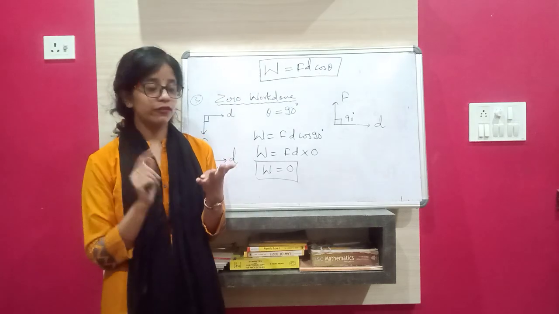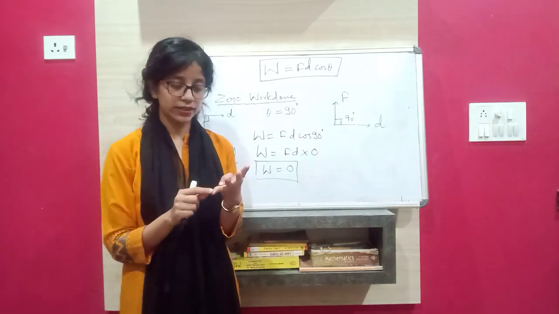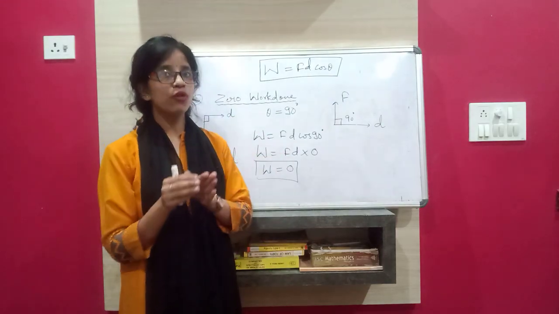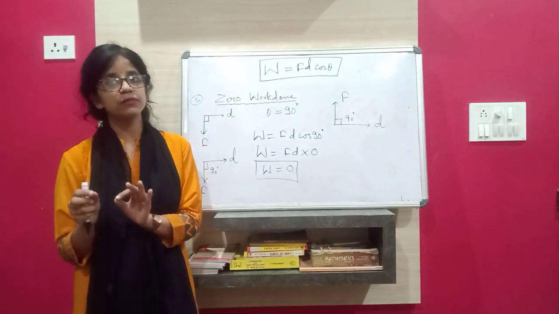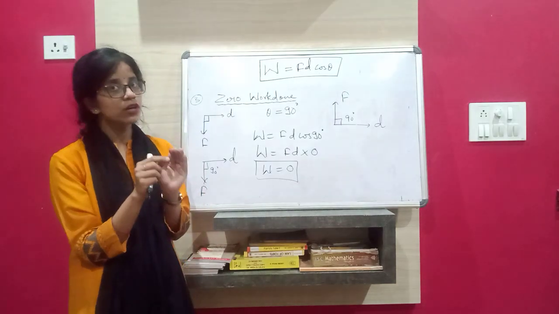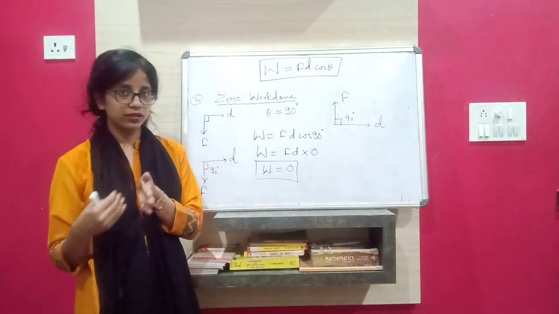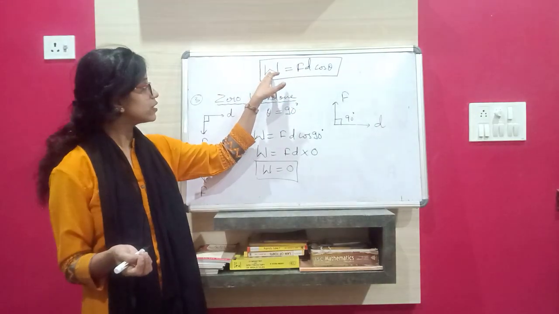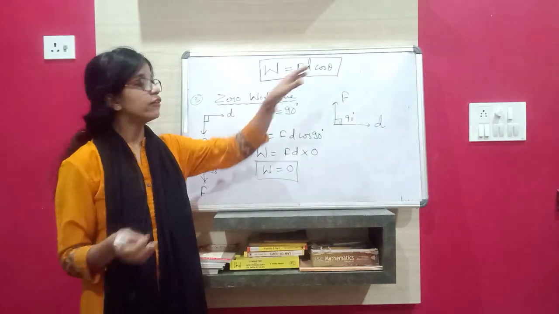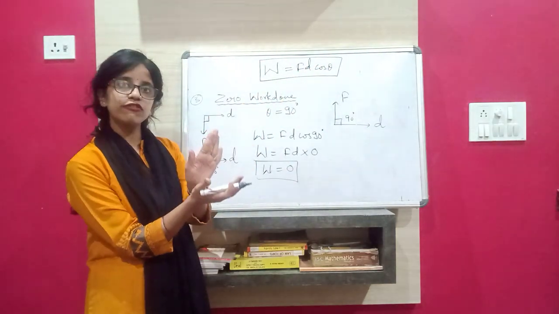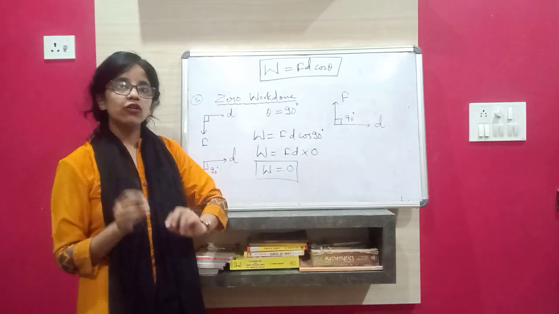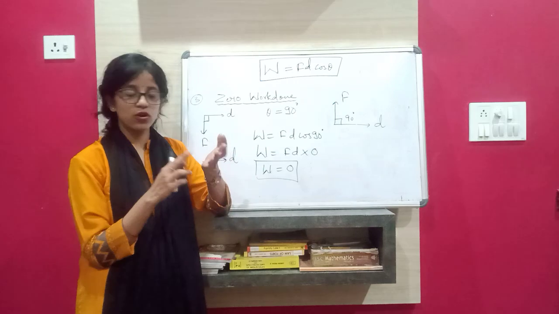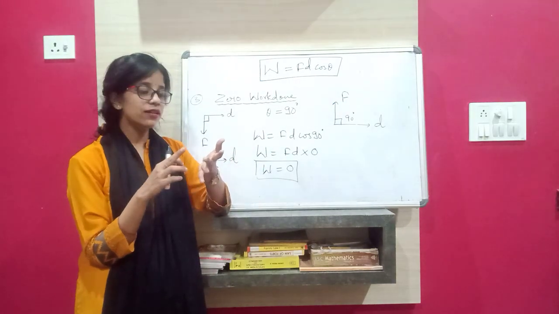There are three types of work done. Let us quickly recall. The definition of work done is the product of force and displacement, where the displacement should be in the direction of force. And that's how we have derived the mathematical definition: W is equal to FD cos theta, where theta is the angle between the force and the displacement. We have also seen there are three types of work done: positive work done, negative work done, and zero work done.